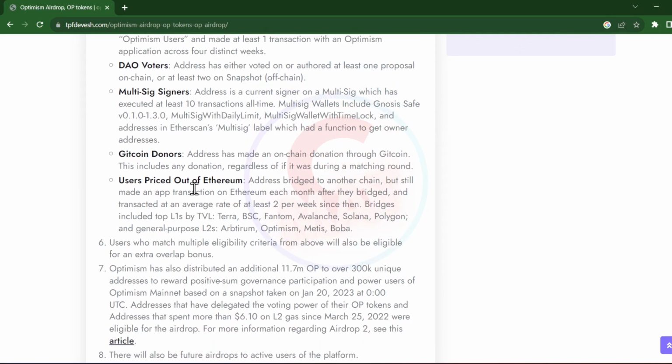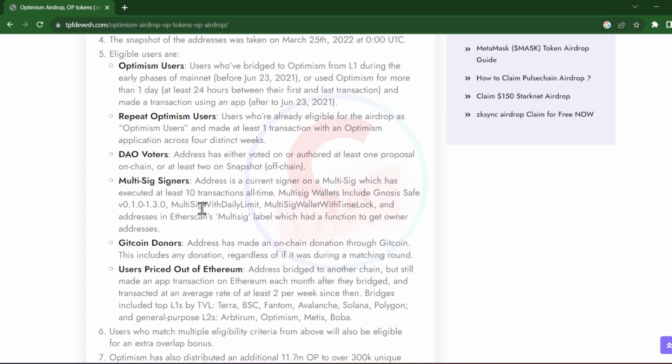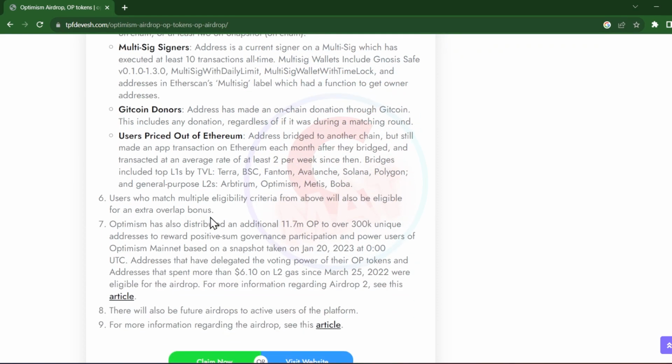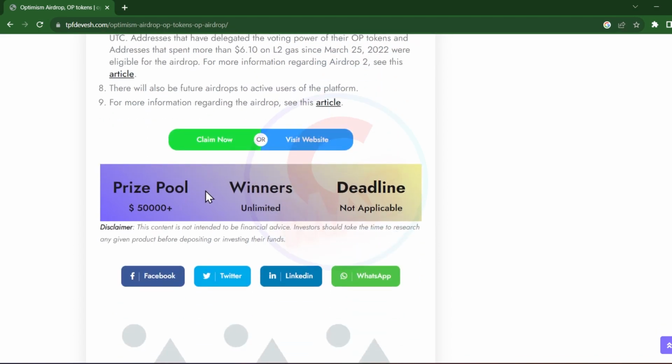So there are multiple ways. You can just connect your ETH wallet and check whether you are eligible or not. If you are eligible, you will get the OP tokens for free. It is as simple as that, and you will get from $6 to more than $20. For this airdrop, there is no other task to complete. Just connect your wallet and check if you are eligible for the airdrop. You will get the tokens for free.